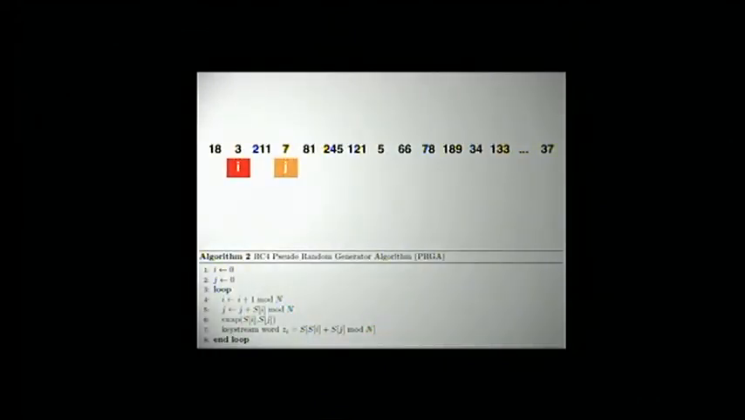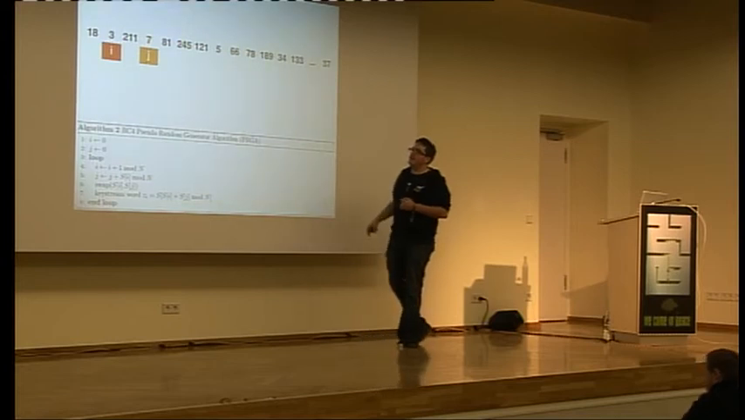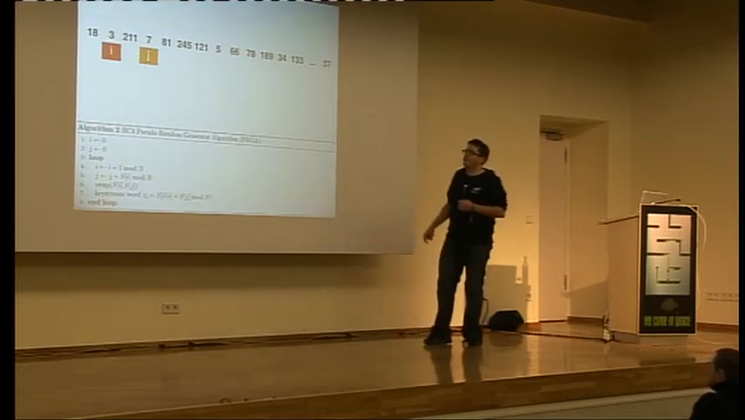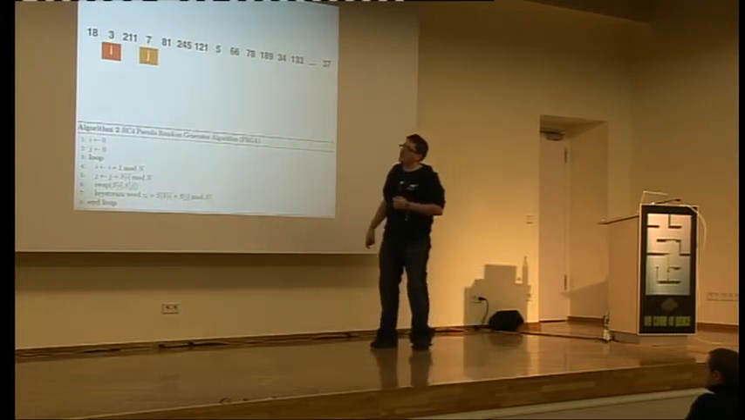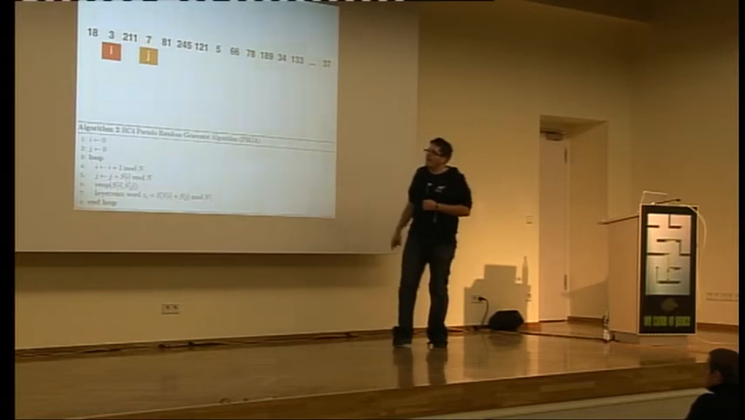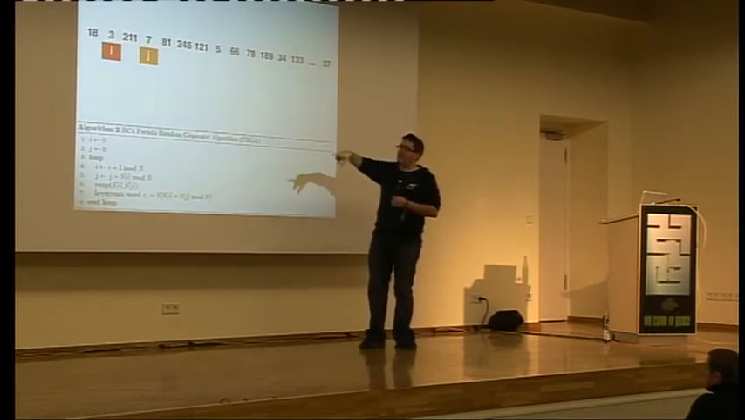So how does the PRGA work? It's quite similar to RC4. It just takes the S prime table that you can see here, 18, 3, 212, 11. And then you have to register I and J. Let's say at the beginning, I is equal to 1. So then you say J is equal to S of 1, which is 3. So J is equal to 3.